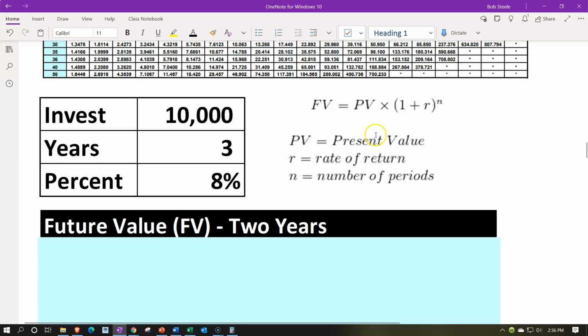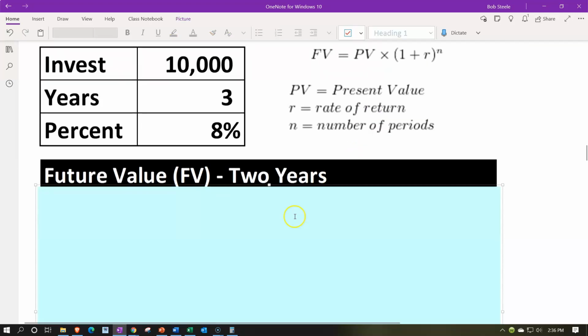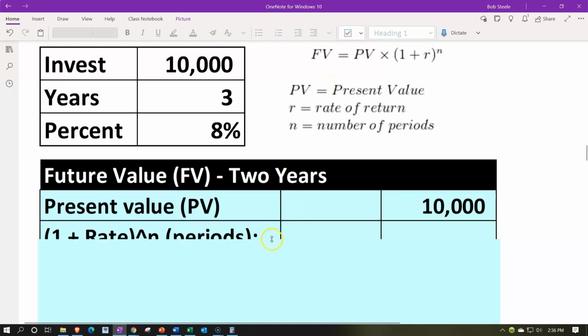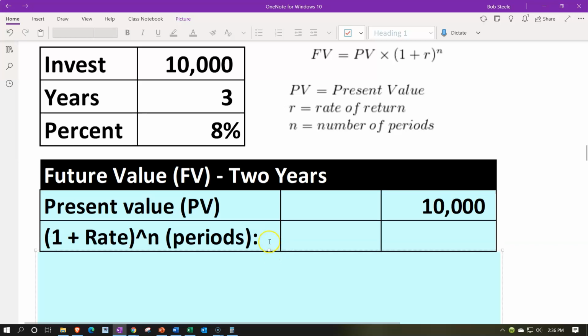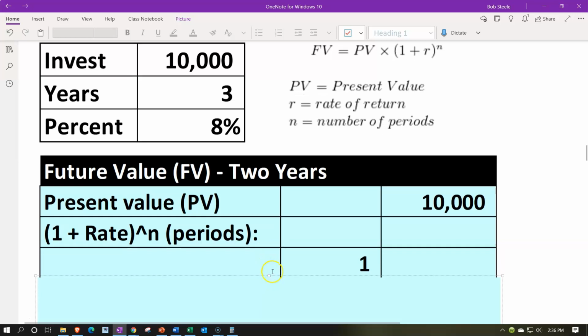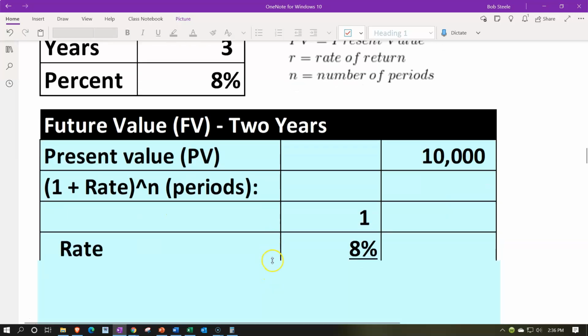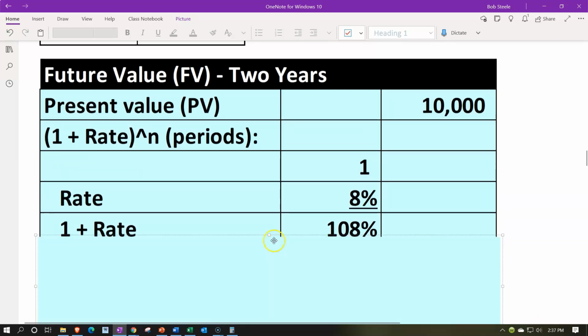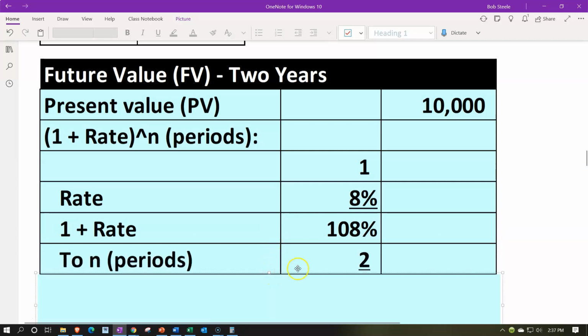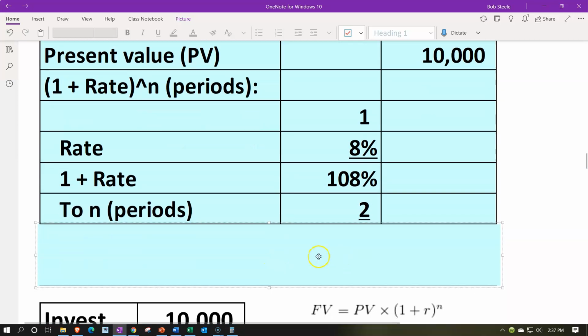So let's do a similar type of thing for 2 years now. So we'll do the formula for 2 years. Here's our formula, same formula, but now we're going to say 2 of the 3 years have passed. Present value is the 10,000. Then we'll calculate this inner part, 1 plus r to the n, which is going to be 1 plus the rate of 8%, giving us the 108%, now to n, which is now 2 years. Here's the different factor, it's 2.